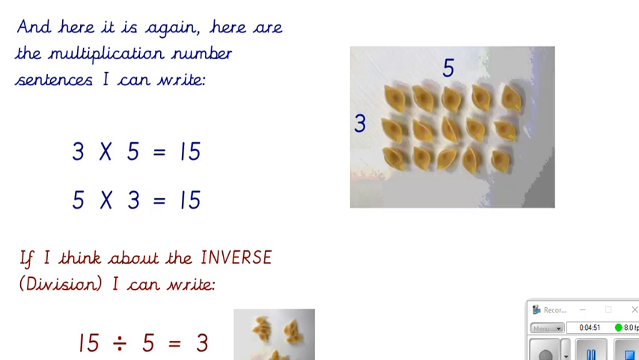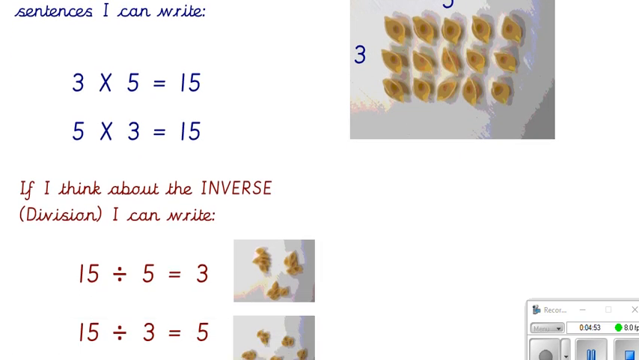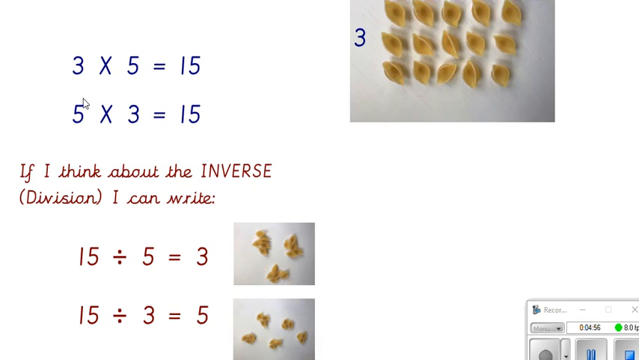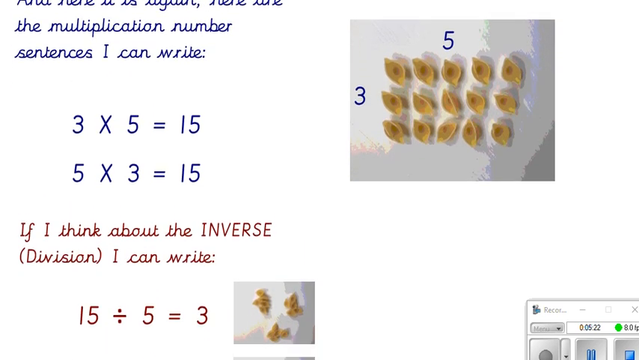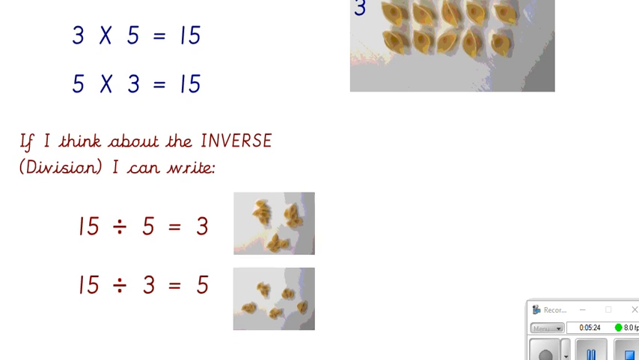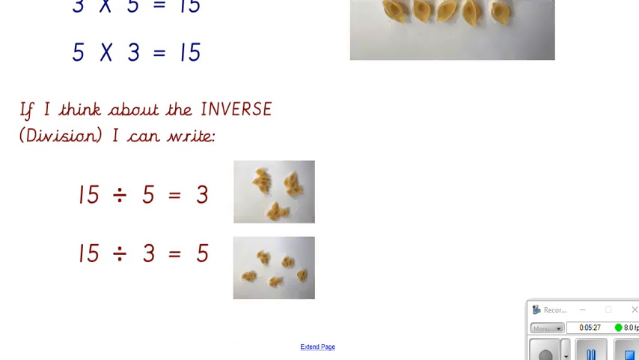And I told you we'd quickly look at division as well. Because I know that 3 times 5 is 15, I also know that 15 divided by 5 will be 3. 3 groups of 5. And 15 divided by 3, divided into 3s, will give me 5 groups. I'll leave you just a minute to have a look at that again. It's really important you're clear on what we're doing here. Okay.